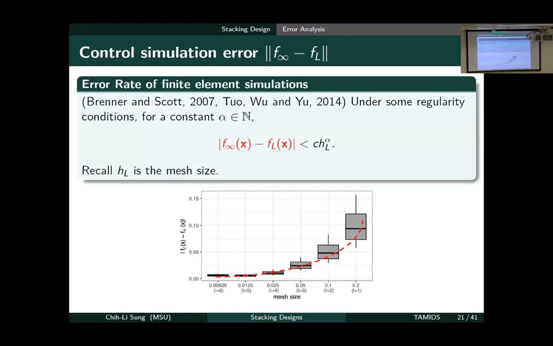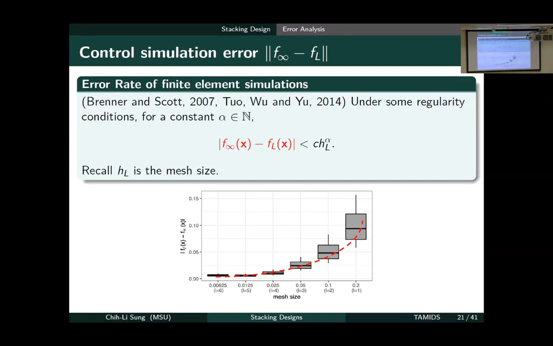To answer the second question, we need to control the simulation error. Okay, so how do we control this one? Well, we use this error rate of finite element method simulations. This was also used in this paper. Under some regularity conditions, this simulation error can be bounded by this mesh size with this alpha as the rate. Okay.